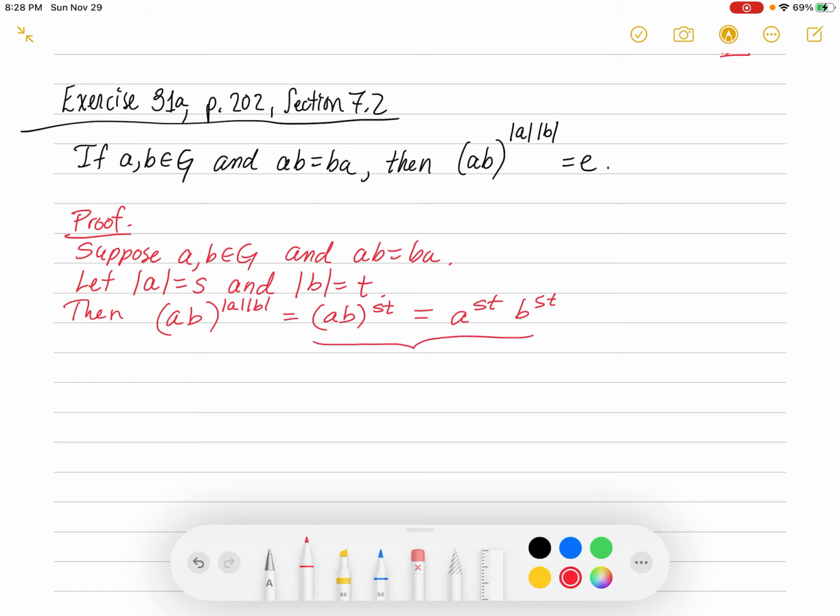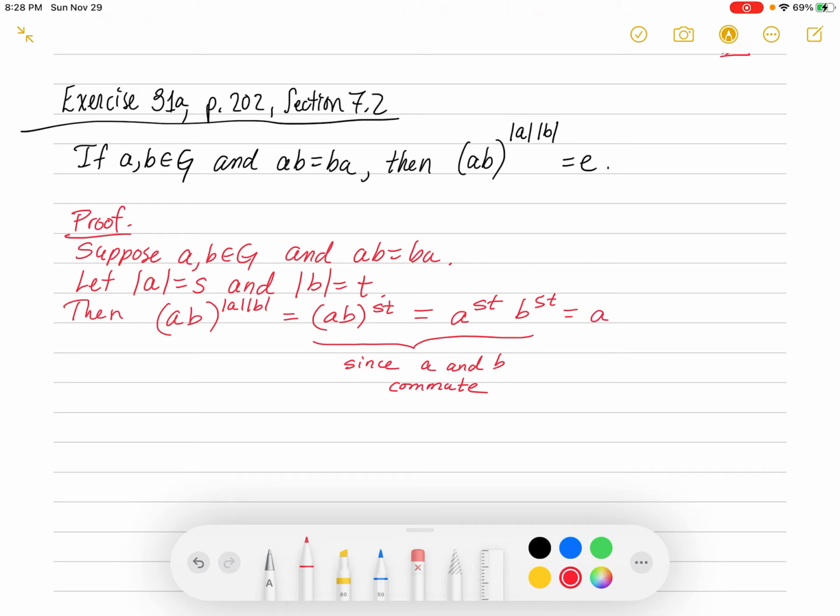Why can we do that? We can do this because A and B commute. So I think we proved that in a previous video. When A and B commute, you can play this kind of distributive property for exponents. Yeah, we called this an important fact in the last video.